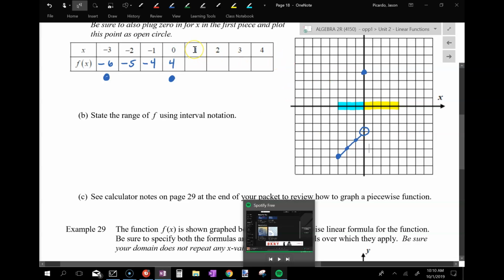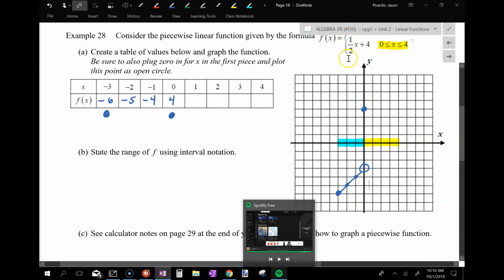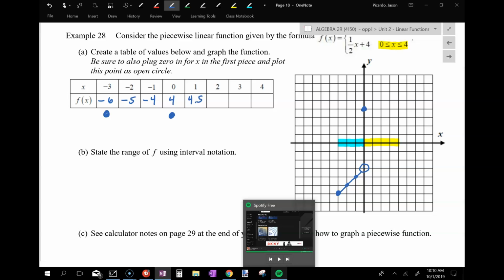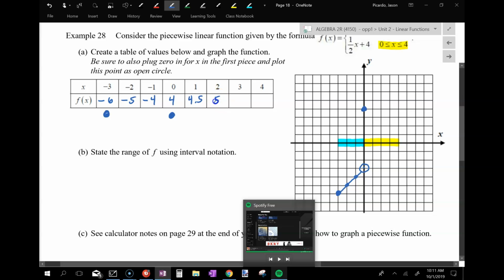What about 1? Where am I going to plug in 1? Yellow or blue? Into yellow. All right. What's half of 1? A half. Plus 4? 4.5. I'm not going to plot that point because I don't like doing halves. What about 2? If I plug in 2, it's half of 2, 1, plus 4. I can plot that one.